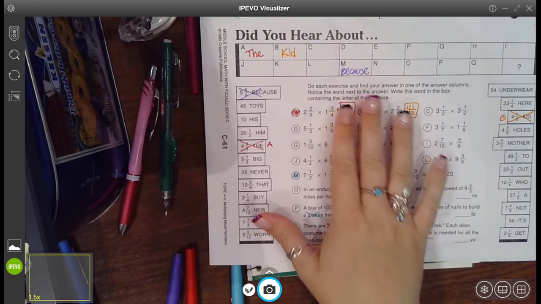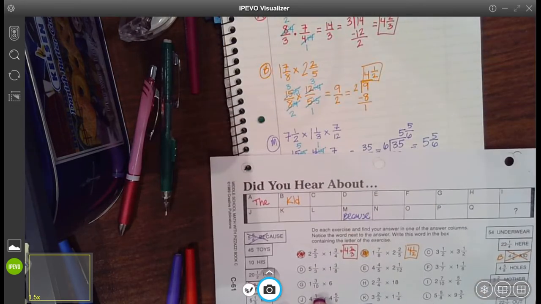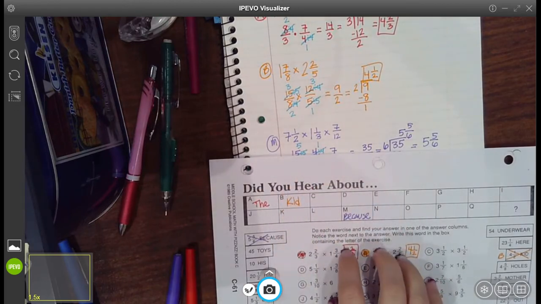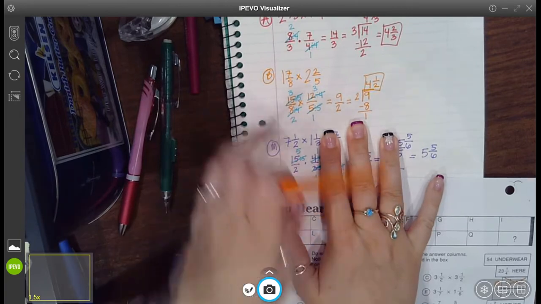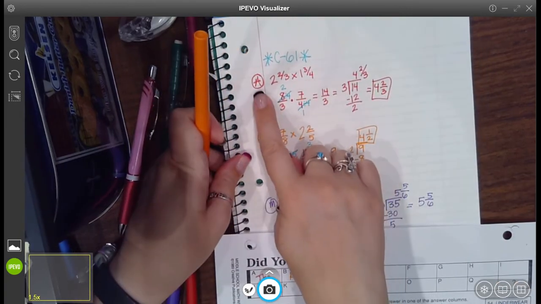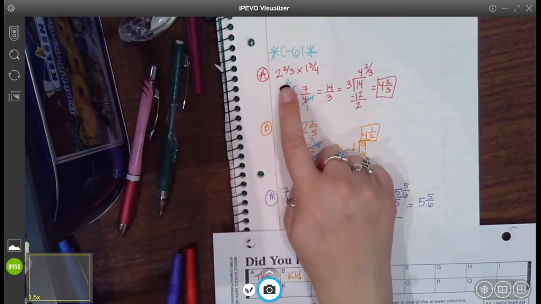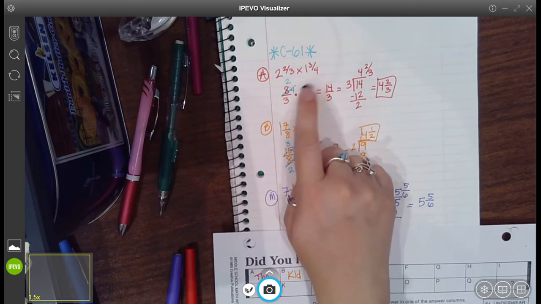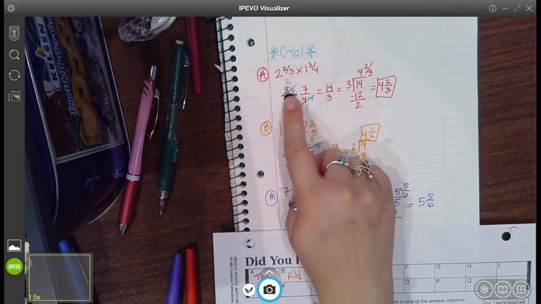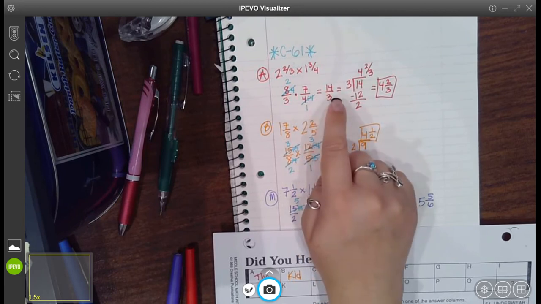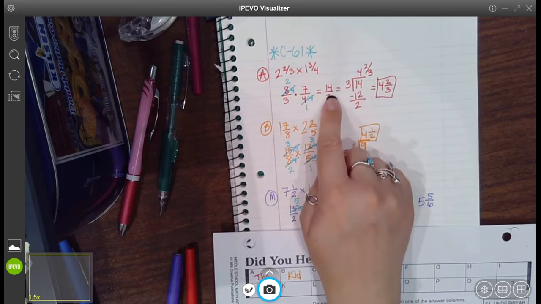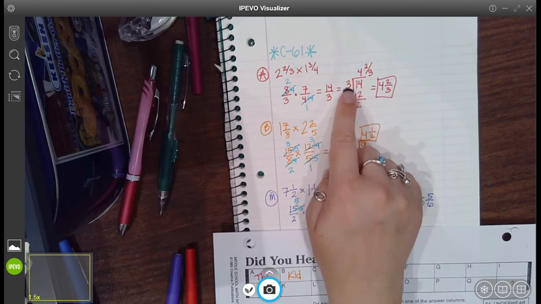Don't forget to always show your work on a separate sheet of paper. Okay, this is just for you to record your answers. Always label the worksheet what it is that you're working on. Number your problems. Write your original problem. Then change your mixed numbers to improper fractions. Show me what you reduced by. And then if you had to change an improper fraction back to a mixed number, show me how you did that.